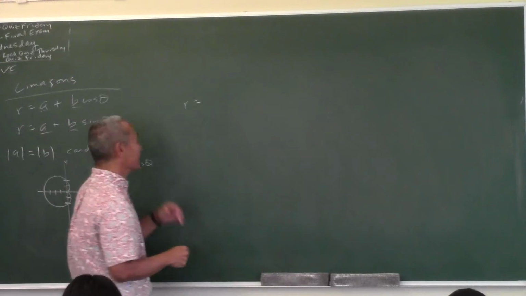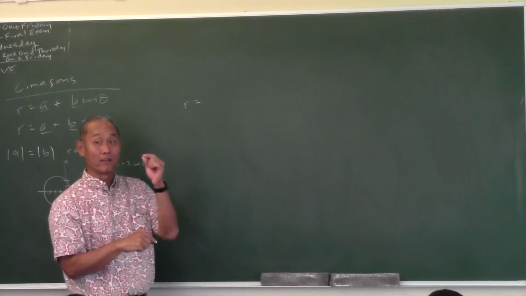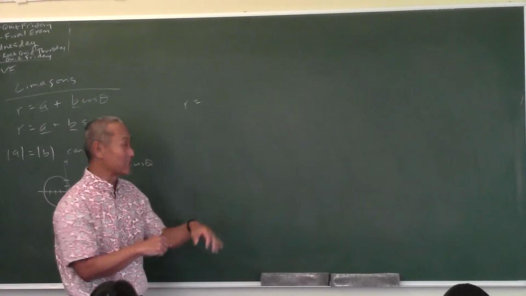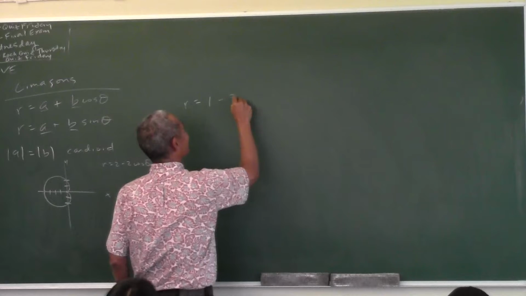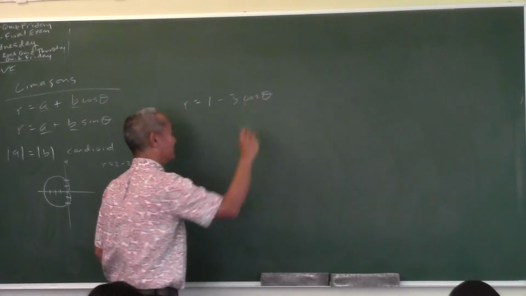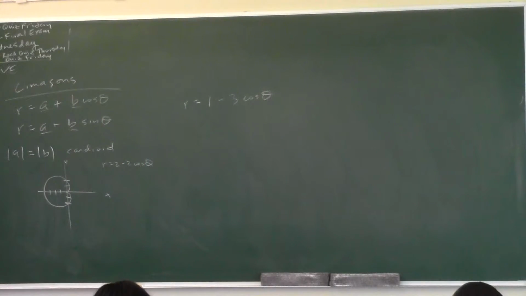Now what would happen if the absolute value of the first number is smaller than the second number? Something like this: 1 minus 3 cosine theta. Can anybody predict what the graph is going to look like? It's going to face north. Yeah, but how do you know?